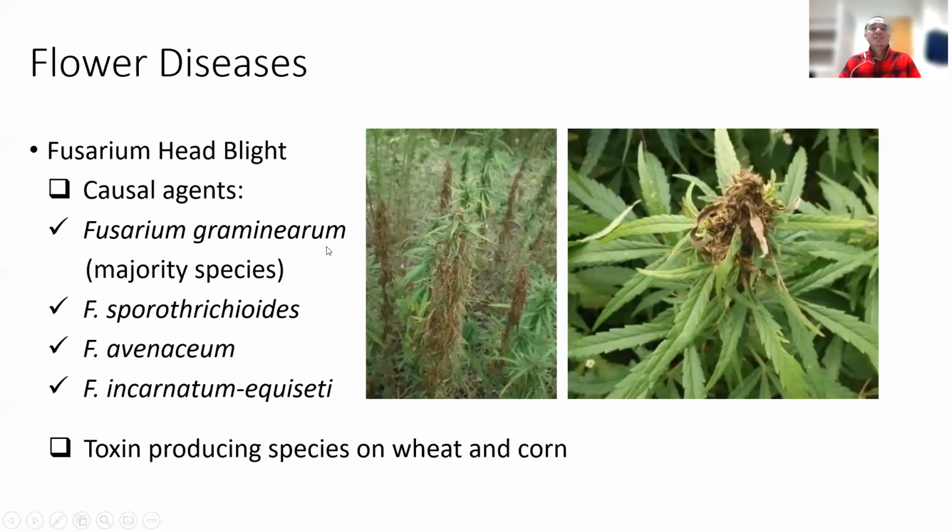Let's start with flower disease. One of the most important flower diseases on hemp in Kentucky is Fusarium head blight. This disease affects flower, seed, and bud. As most Kentucky hemp is used for CBD or cannabidiol production, in which buds, flowers, or seeds are the most important component, this disease can be a serious threat for hemp production in Kentucky.